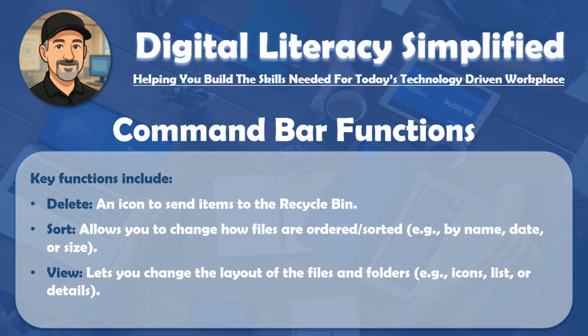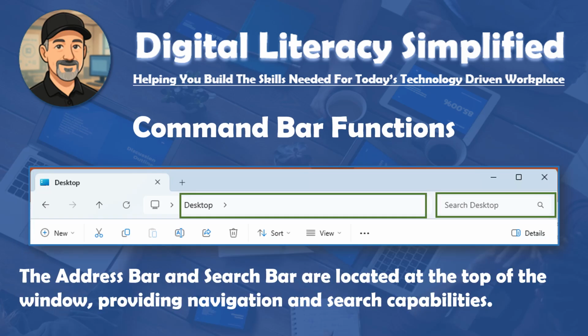Key functions include delete, an icon to send items to the recycle bin; sorting, which allows you to change how files are sorted by name or by date or by size; and views. Views let you change the layout of the files and folders so you can see lists or more details on the files and folders that you want to review. The address bar and the search bar are located at the top of the window, providing navigation and search capabilities within the File Explorer window.